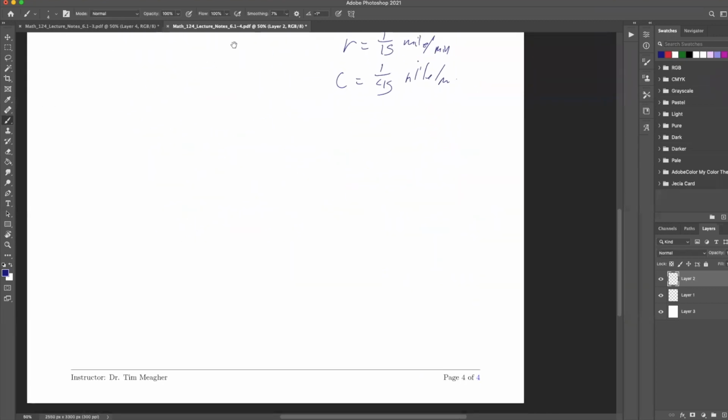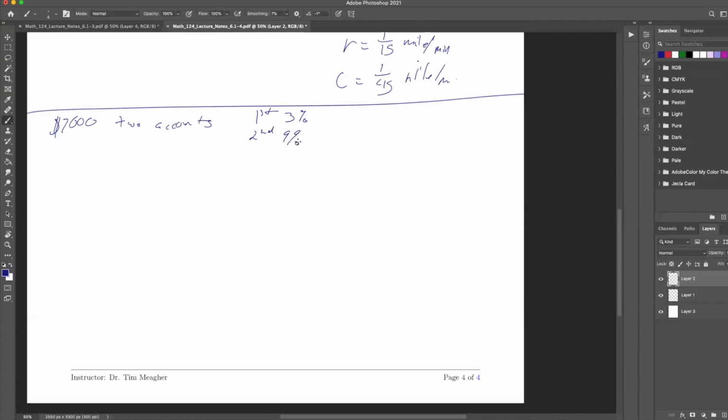So let's do the other one here on space. And this is something from your homework. And they just love asking these questions. And so the first one is, it says basically you invested $7,000 between two accounts, right? Where the first account has a 3% return rate, and the second account has a 9% return rate, or 9% annual interest.